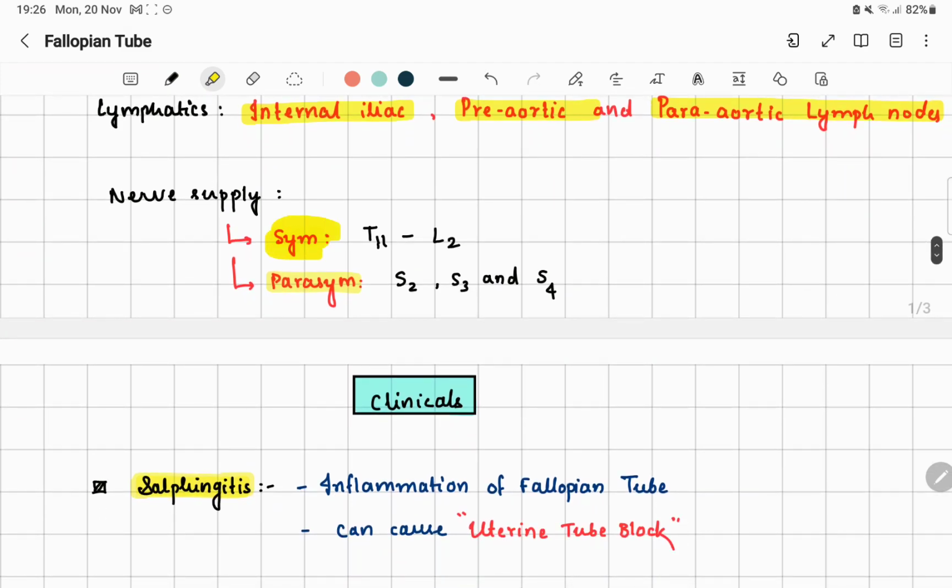The nerve supply: sympathetic T11 to L2, and parasympathetic S2, S3, S4.